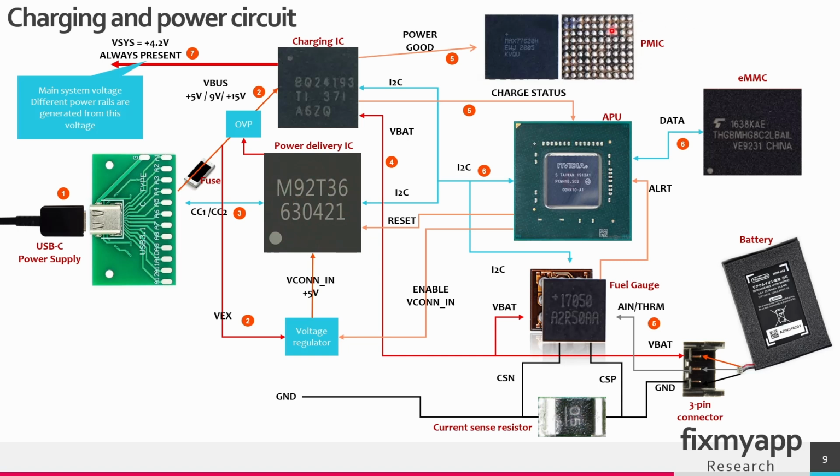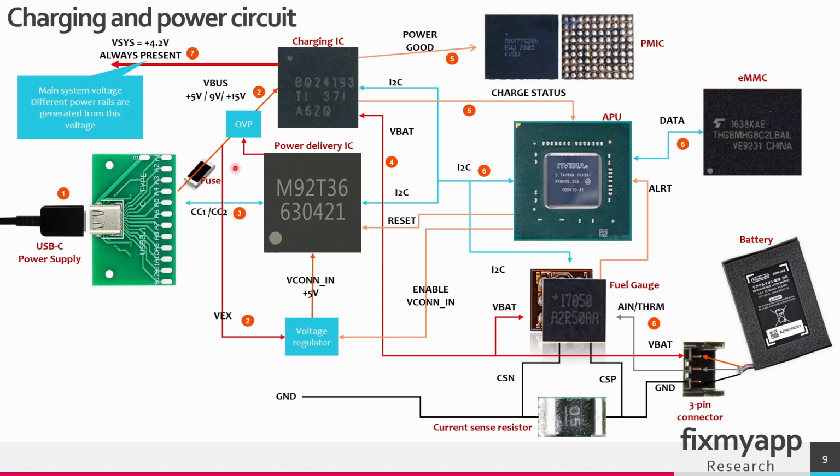Then we have some power management IC that is responsible for generating some voltage power rails. The eMMC, where the firmware is located. Then we have the APU. And here you can see the fuel gauge IC. This is the battery. This is the battery connector. This is a USB-C cable coming from the power supply. And let's say this is the socket on your Nintendo Switch.